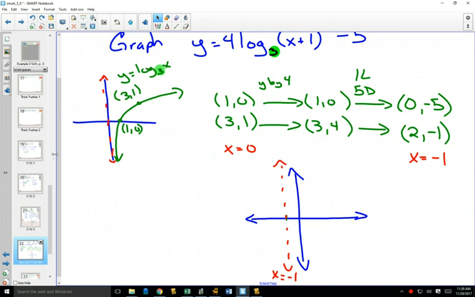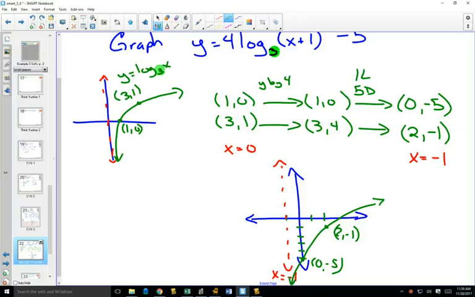Now we can plot our other points. We've got 0, -5, and 2, -1. So there's our final graph.